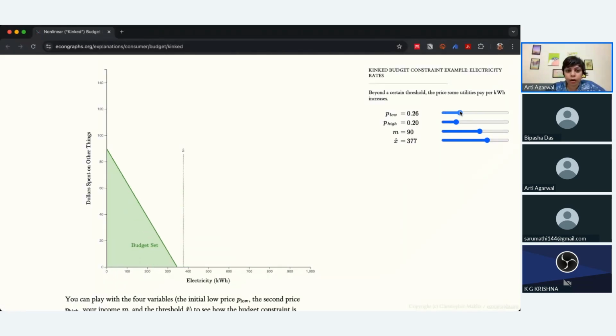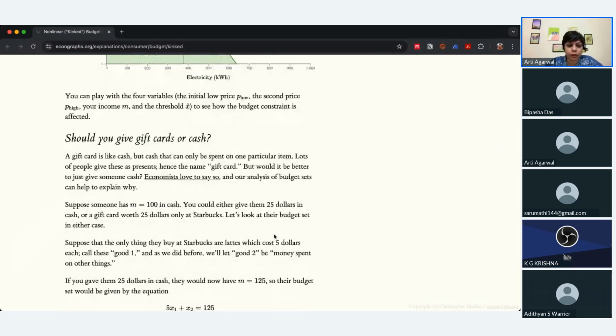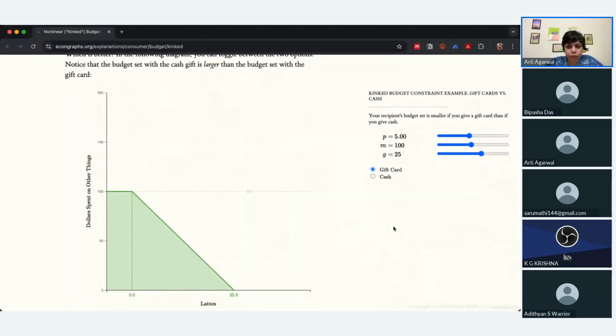Similarly, you can alter the pricing. You can call it P low and P high; that's what they've called it. If the pricing is very low, then for these particular values there is no kink in the budget curve. But if the low value itself is very high, then obviously there's no kink. And if it is low, then the slope of the curve is changing. Similarly, as the pricing is increasing, you can see it's getting steeper and steeper. You can play around with these variables and see how the budget set gets adjusted.